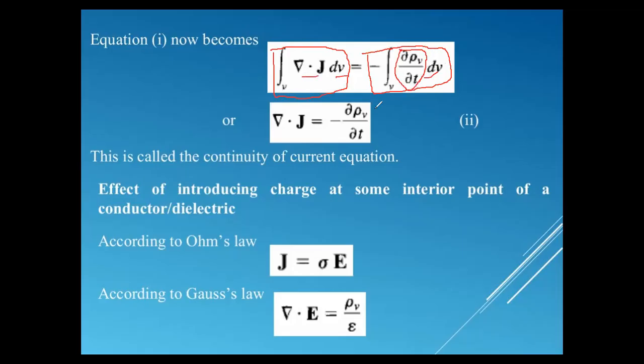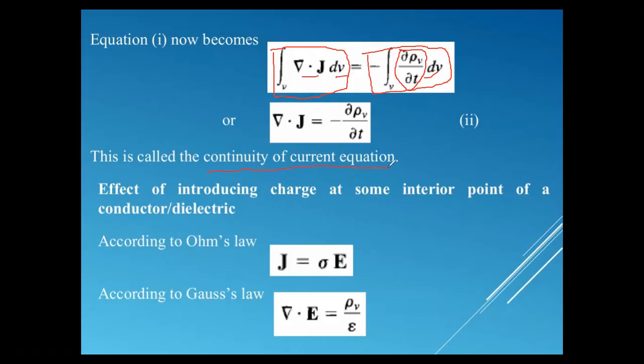Yes. This is a very important equation. This is known as the equation of continuity. Please remember this. Here also it is written, continuity of current equation. So this is known as the equation of continuity. What the equation of continuity says is that the divergence of the current density is equal to the negative partial derivative of the volume charge density with respect to time.